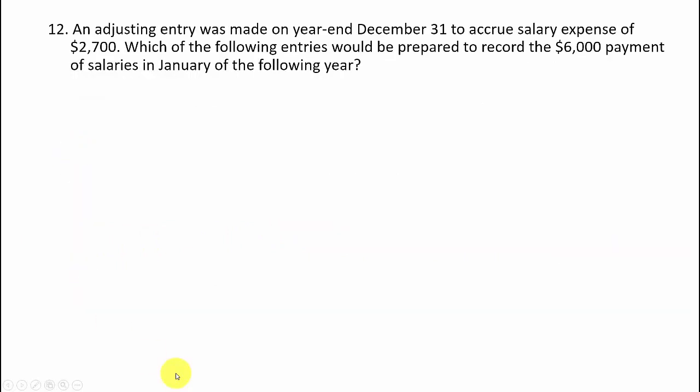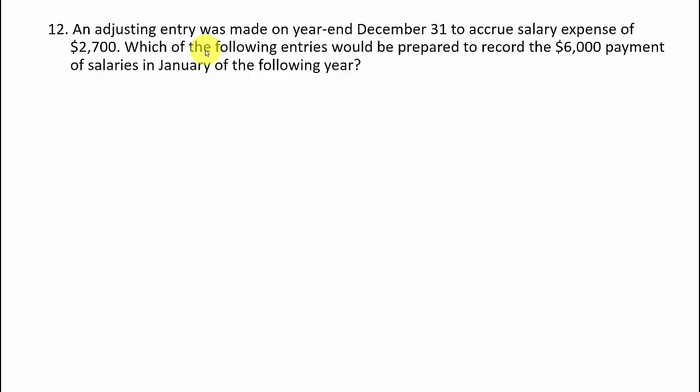Next, number 12, an adjusting entry was made on year end, December 31st, to accrue salary expense of $2,700. Which of the following entries would be prepared to record the $6,000 payment of salaries in January of the following year? Well, this is a part of a multiple choice question. What I'm going to do is just show you how it should be done without a multiple choice set of answers.